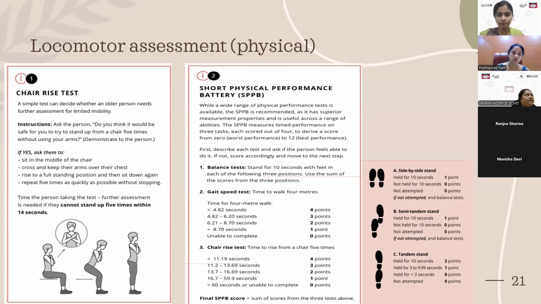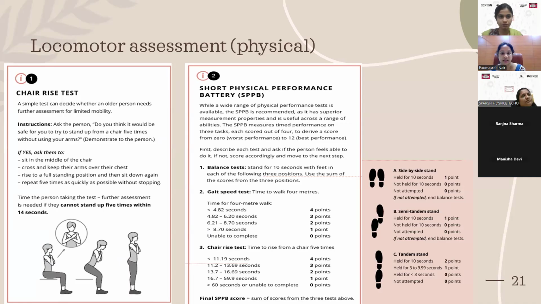When they start, we also start timing them. And the cutoff is 14 seconds. Anything more than that indicates that the person has poor mobility. Now, if they do have poor mobility, the next step that we do is the short physical performance battery.